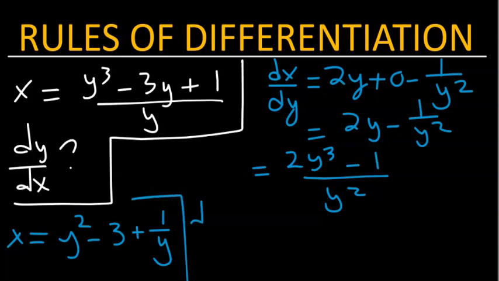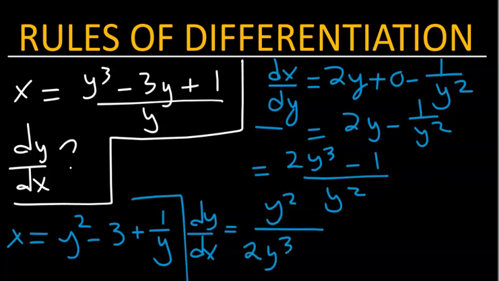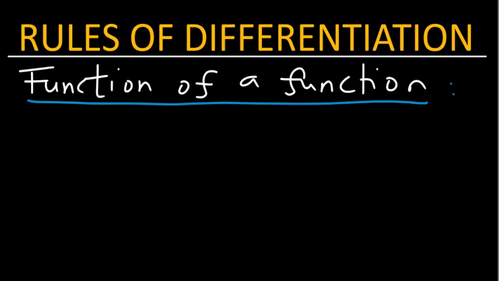Since we are interested in dy/dx, which is the inverse of that result, it quite simply becomes y squared over 2y cubed minus 1. And that is the answer for this problem. As a final section, let's look at function of a function. How to differentiate a function of a function.